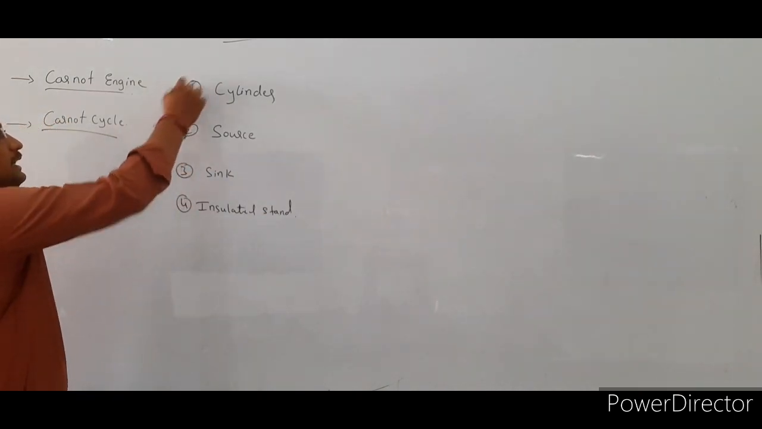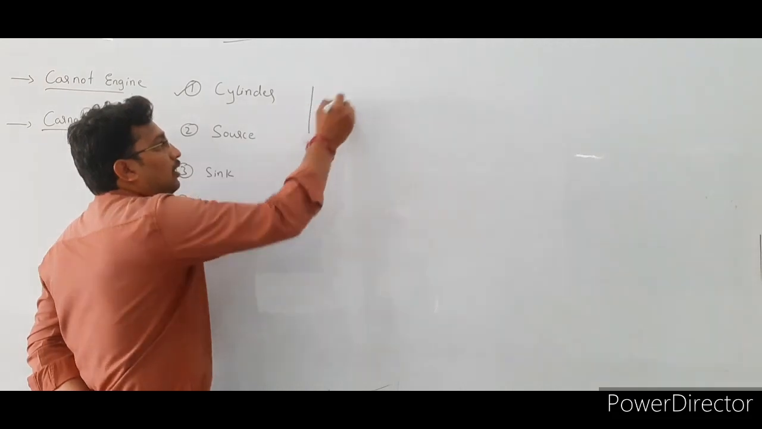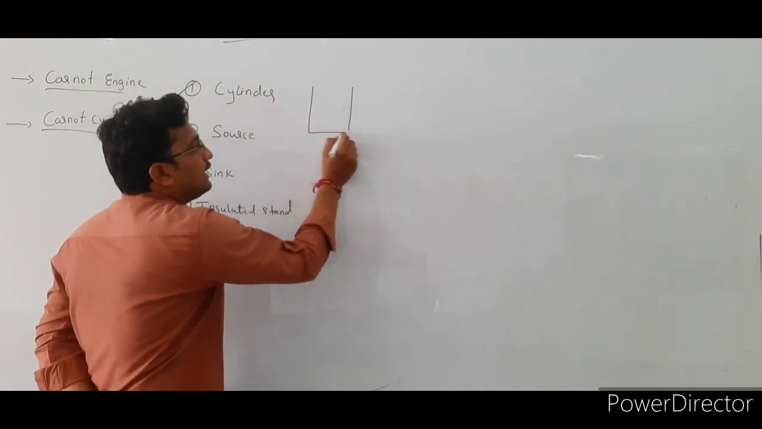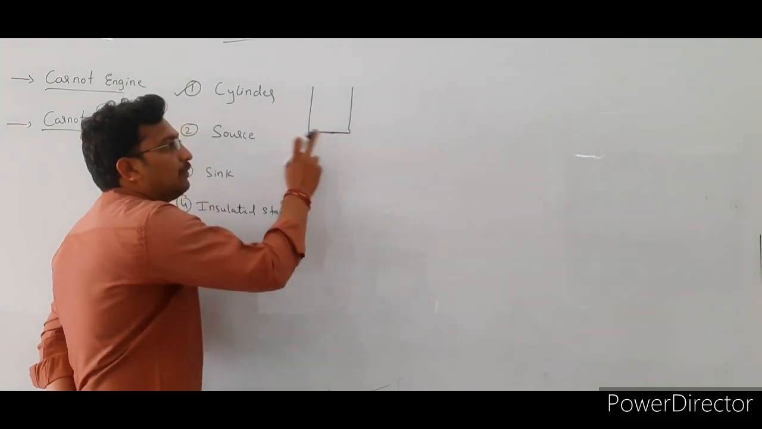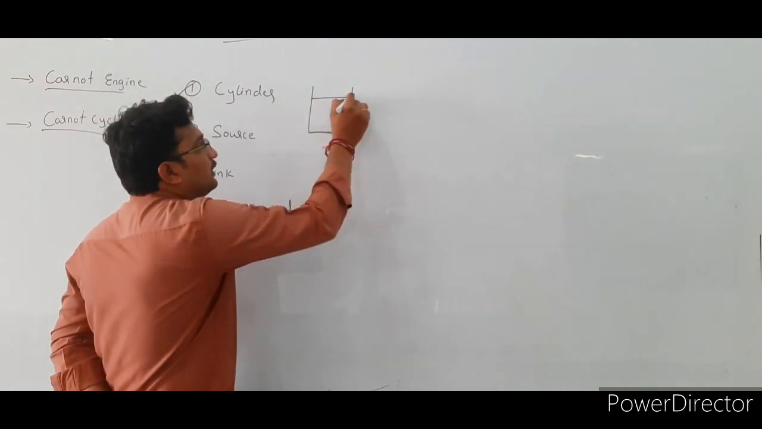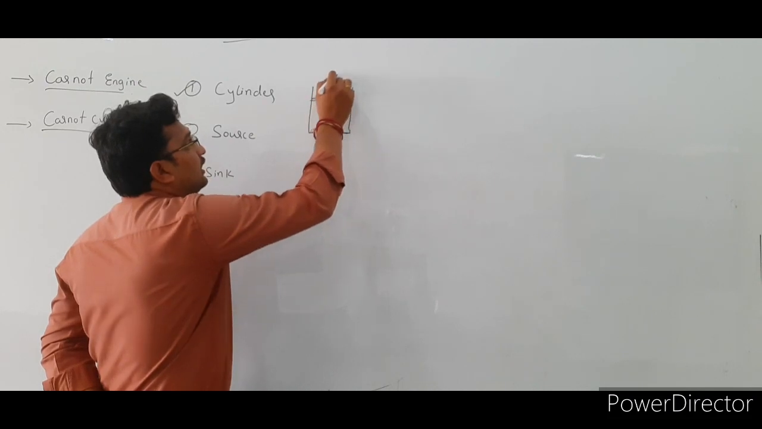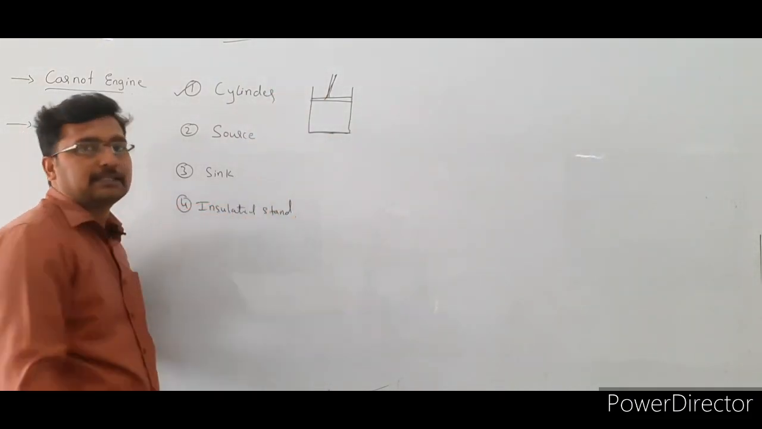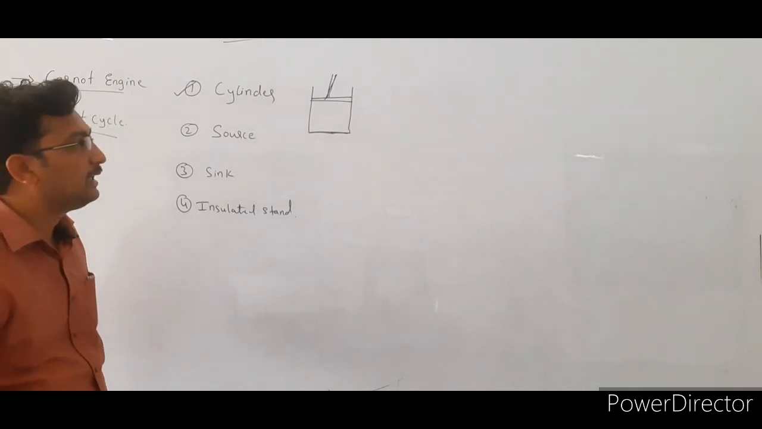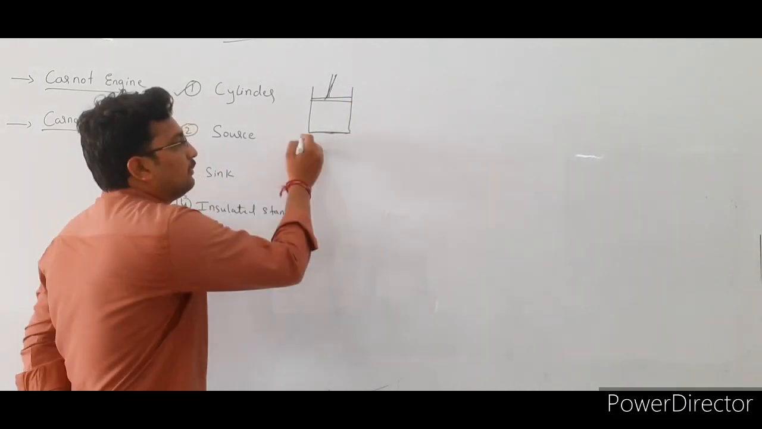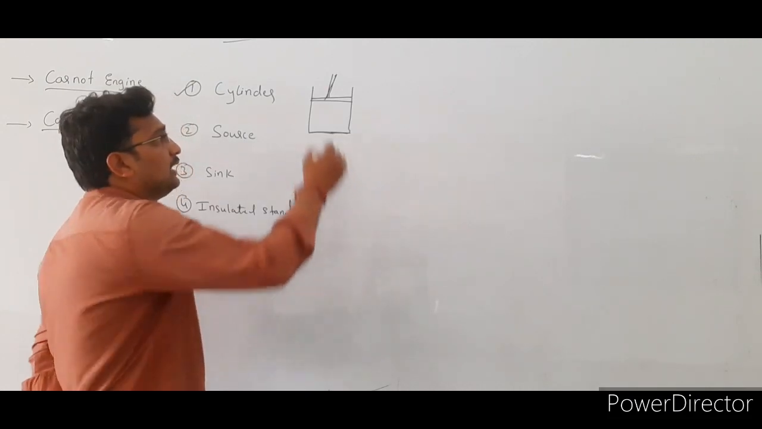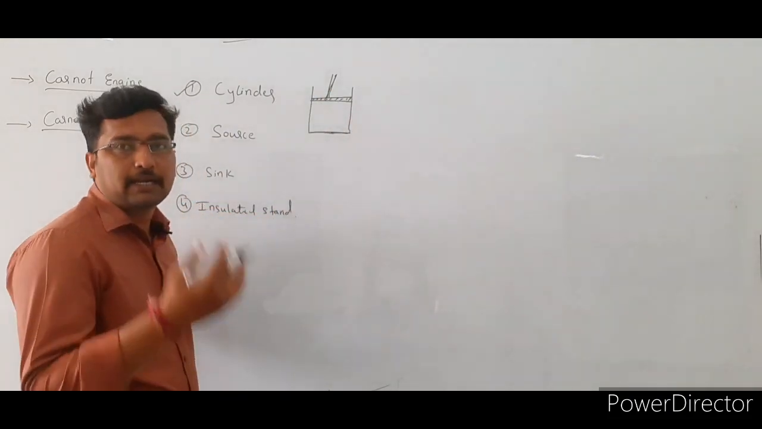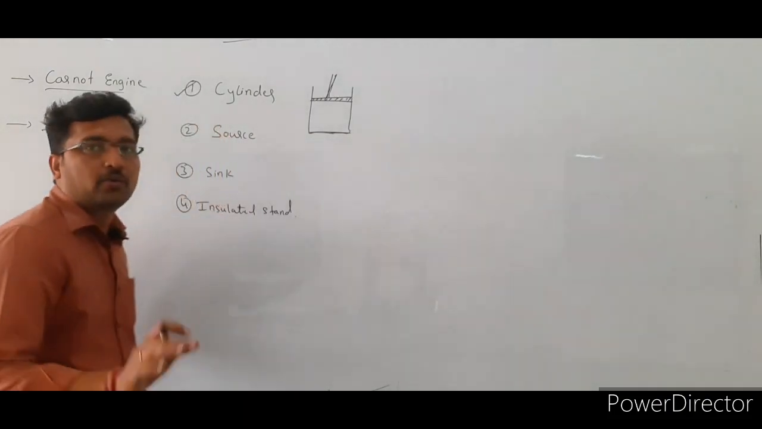The first one, the cylinder. The wall of the cylinder is made up of a purely bad conductor of heat, and the base of the cylinder is made up of a good conductor of heat. The cylinder is fitted with a frictionless piston, which is also made up of a purely bad conductor of heat, and it holds some amount of working substance. So the piston and the wall of the cylinder are purely bad conductors of heat, and only the base of the cylinder is a good conductor of heat.